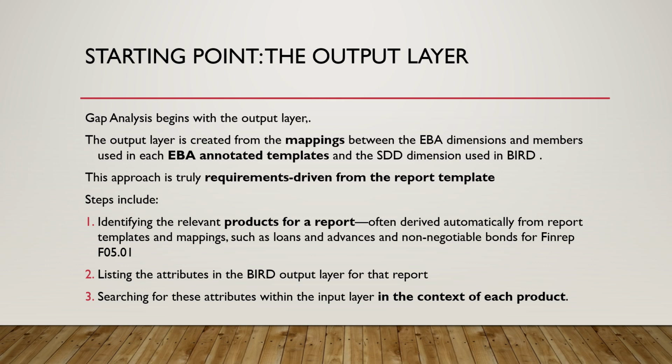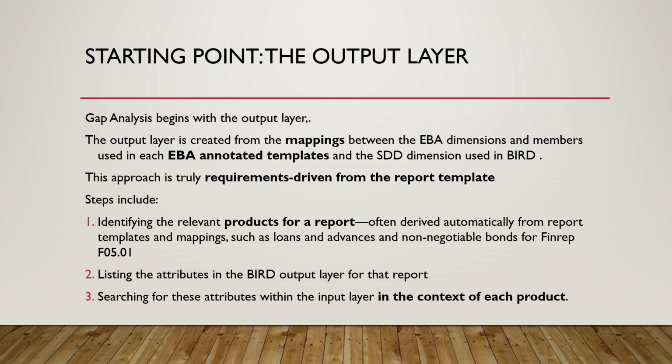The steps of the gap analysis include identifying the relevant product for a report. In our example of F05, these were loans and advances and non-negotiable bonds. Often these can be derived automatically from the report templates and mappings. That's how, for example, we worked out that loans and advances were one of the products involved in FINREP F05.01. We'll show that a bit later.